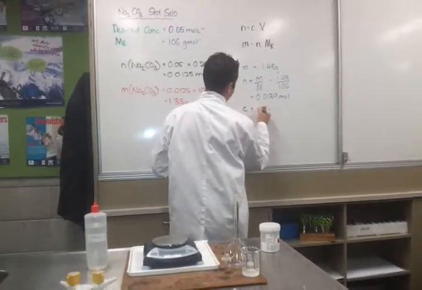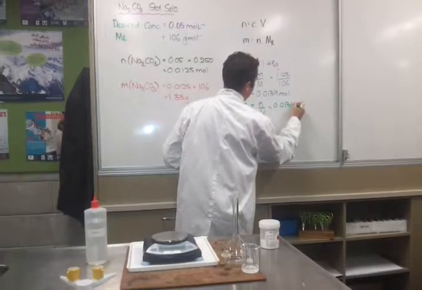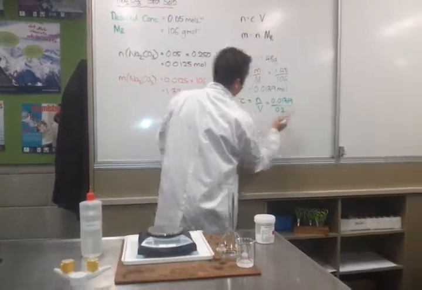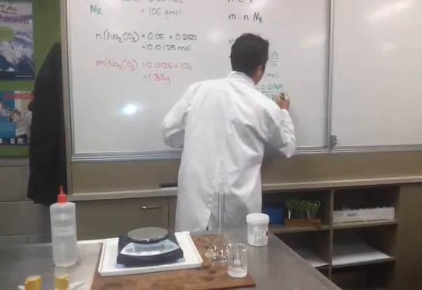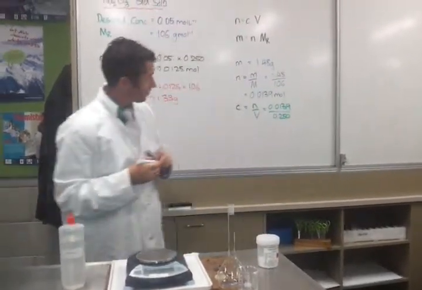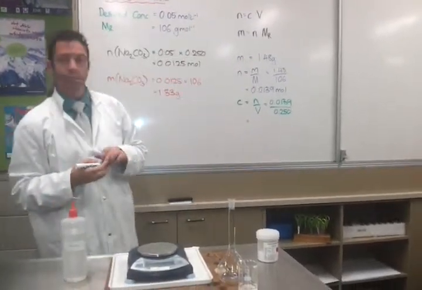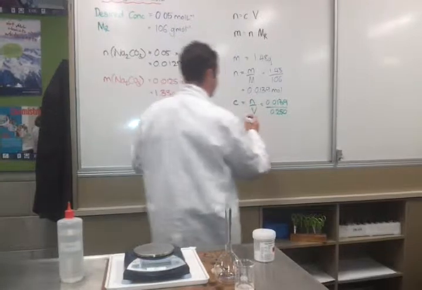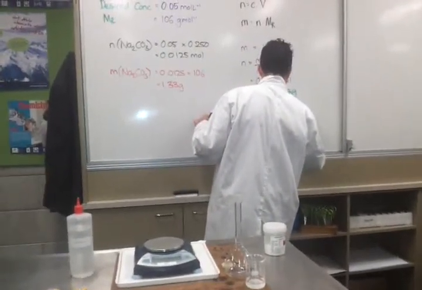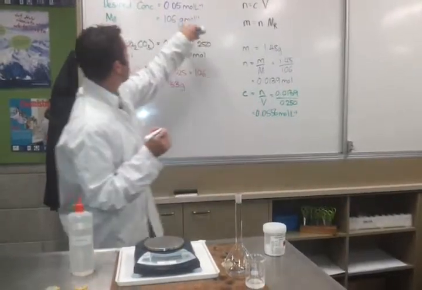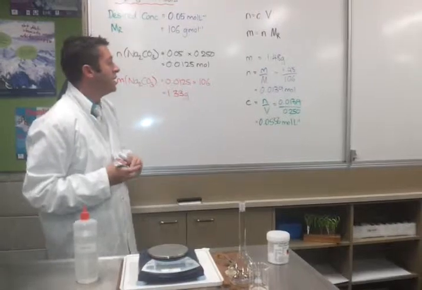So C equals n over V, so 0.0139 over, again, volume, capital V, so the unit has to be capital L, which is litres, 0.250 litres. So again, we'll need your help with that, please. 0.0556. Well, that's not too far removed from 0.05, is it? It's pretty close. So that's acceptable.